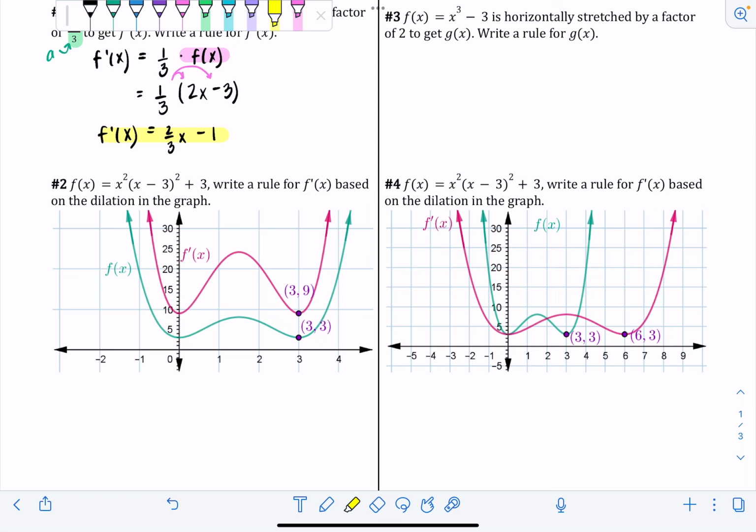Okay, and then number 2, so f of x equals x squared times (x minus 3) squared plus 3. Write the rule for f prime of x based on the dilation in the graph. So we're given the green function f of x, and we want to write the reddish function f prime of x. But we have to figure out what transformation is happening in there. So to do that, we look at the 2 points that were given.